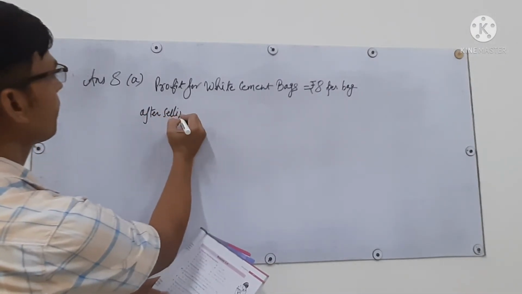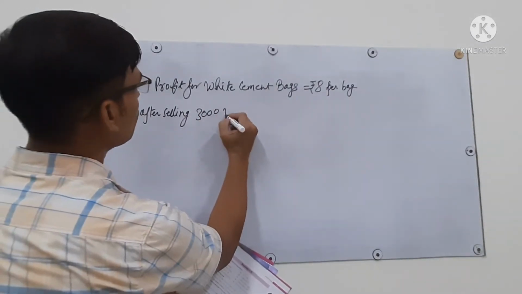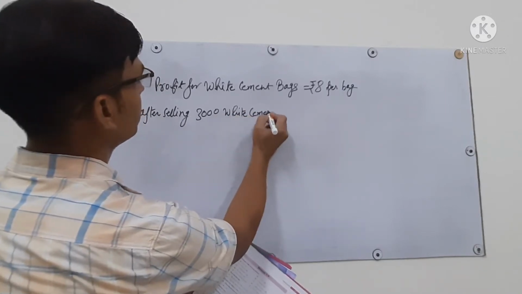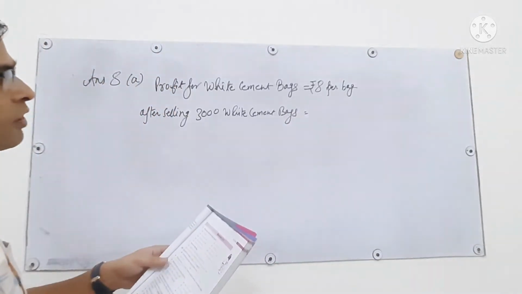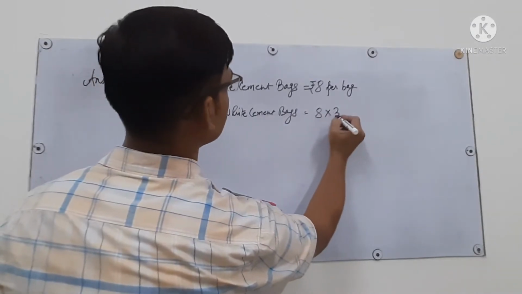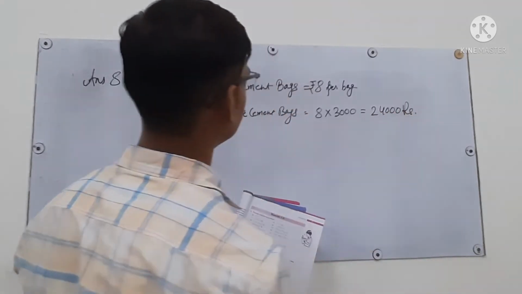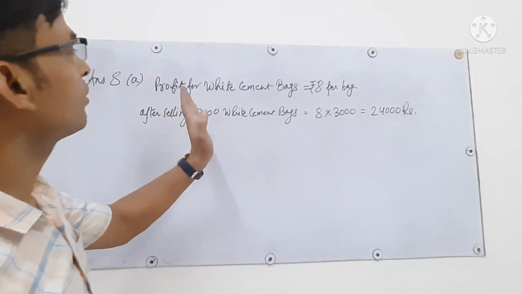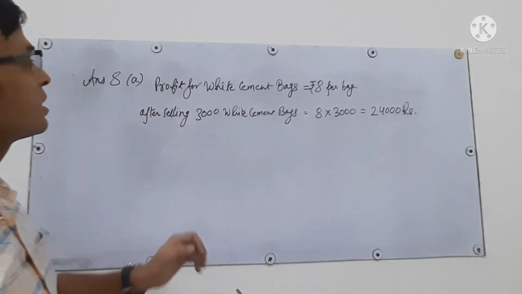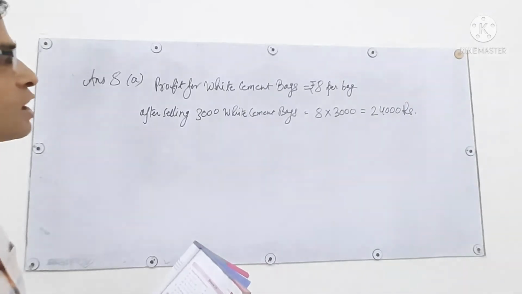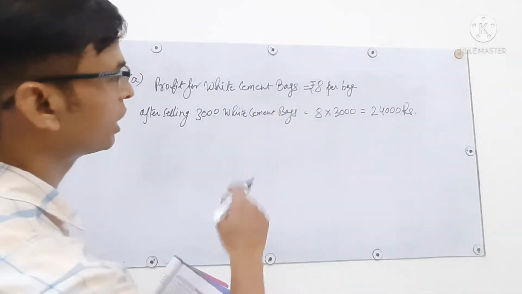After selling, sorry, it is 3000. After selling 3000 white cement bags, the company's profit will be 8 cross 3000. That is 24,000 rupees. Okay, you have understood? Okay, so it is just a tricky question. If the company sells white cement bags, then the company earns rupees 8 per bag profit. So what will be the profit after selling 3000? It will be 8 cross 3000.